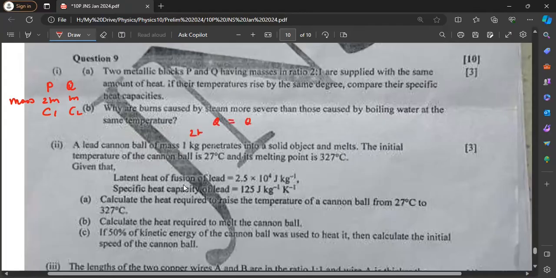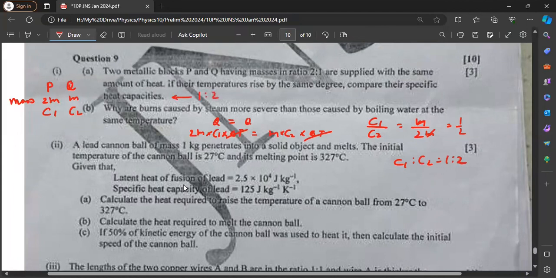So that means m C1 delta T is m C2 delta T. Now rise in temperature is also same. So therefore C1 upon C2 is m upon 2m, which is 1 by 2. So C1 is to C2 is 1 is to 2. So the answer to this is 1 is to 2.